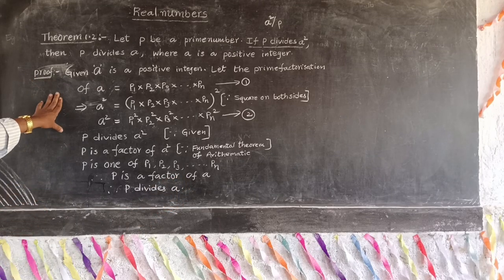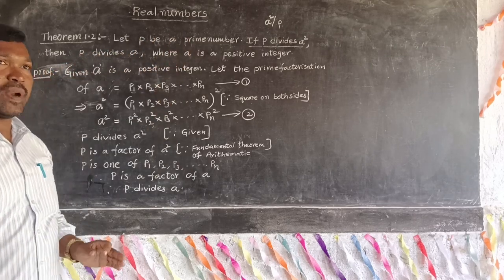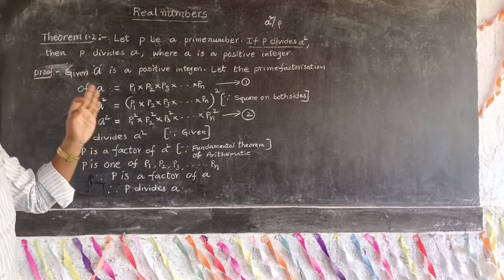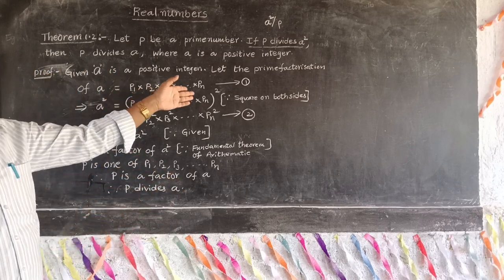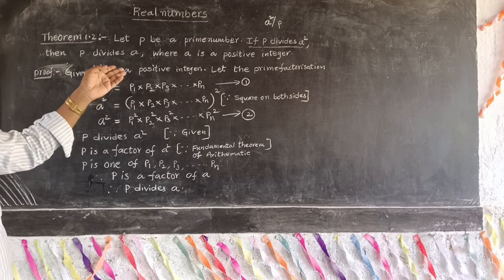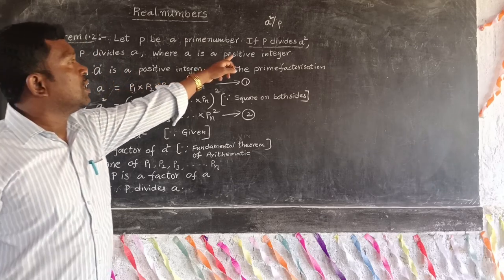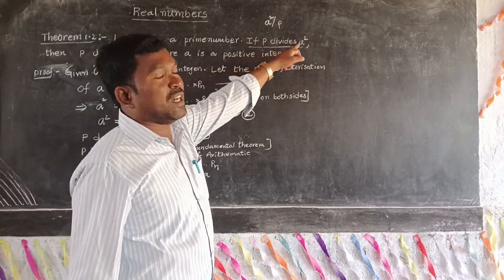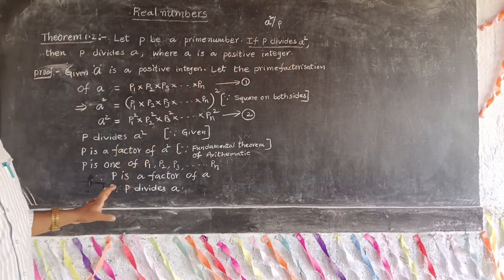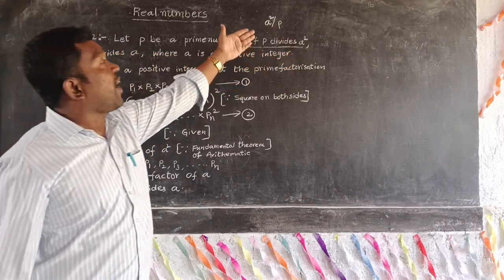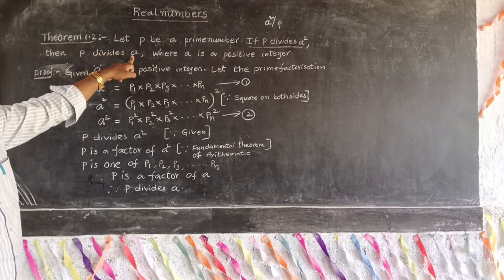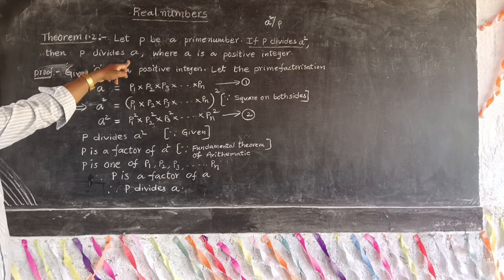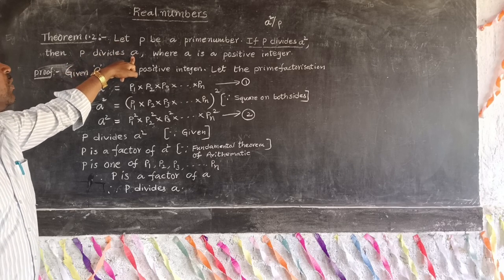Let us look once more. Here the given information is P is a prime number. Prime number means only one and themselves, so 2, 3, 5, 7 and so on are examples of prime numbers. Another given: P divides A square, that means P is a factor of A square. We have to prove that P divides A, that means P is a factor of A.